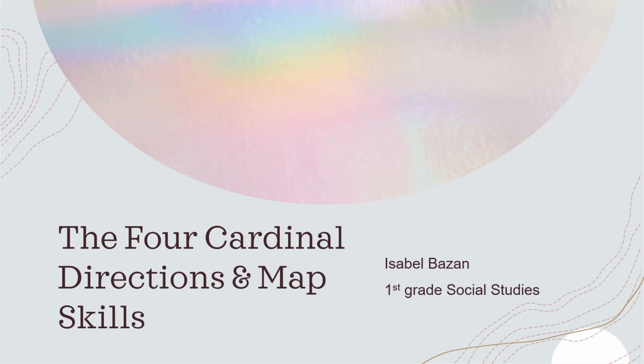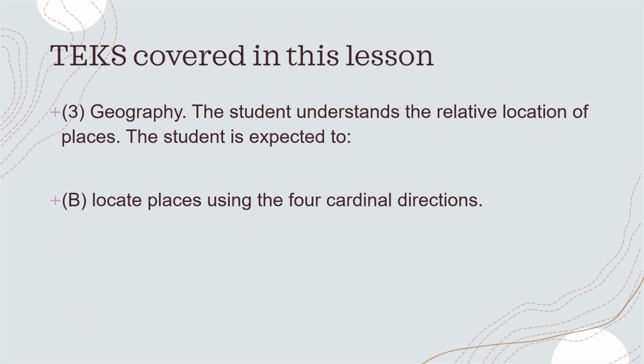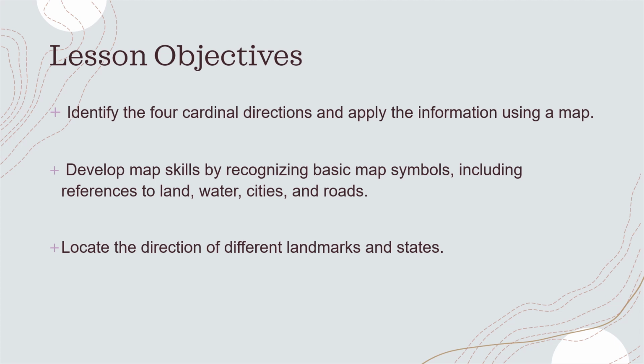Today's lesson will revolve around the 4 cardinal directions and map skills. So the text I'm going to be covering today is text number 3, which is in regards to geography. The student understands the relative location of places. The student is expected to locate places using the 4 cardinal directions. After today's lesson, we'll be able to identify the 4 cardinal directions and apply the information using a map. We'll develop map skills by recognizing basic map symbols, including references to land, water, cities, and roads, and locate the direction of different landmarks and states.